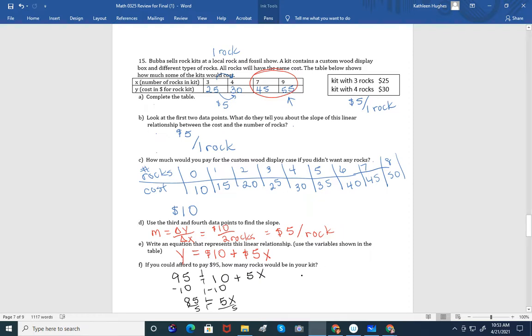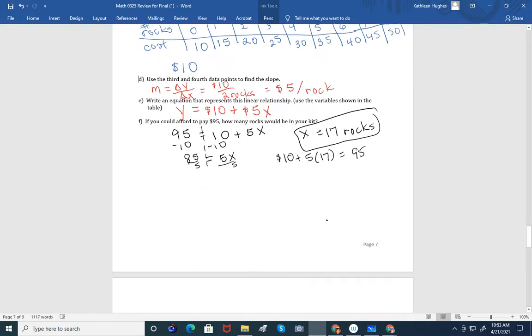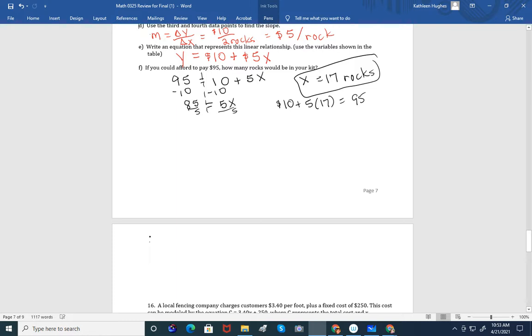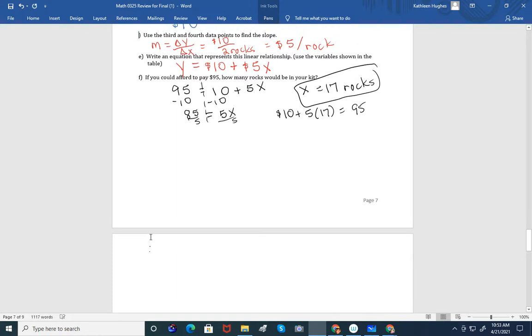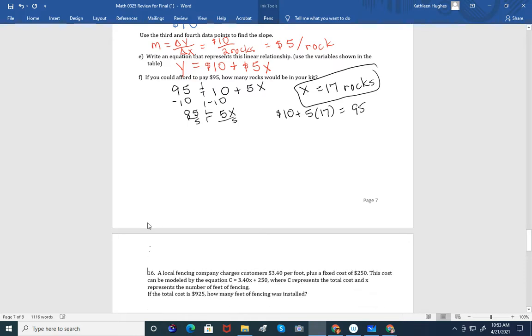So you could actually afford 17 rocks. You can do a double check if you want to, but if you think about the formula, it's going to be $10 plus $5 times 17 rocks. That comes out to be $95. So when we check it, it makes sense. Whoops, I didn't mean to do that. Let's see. All right.